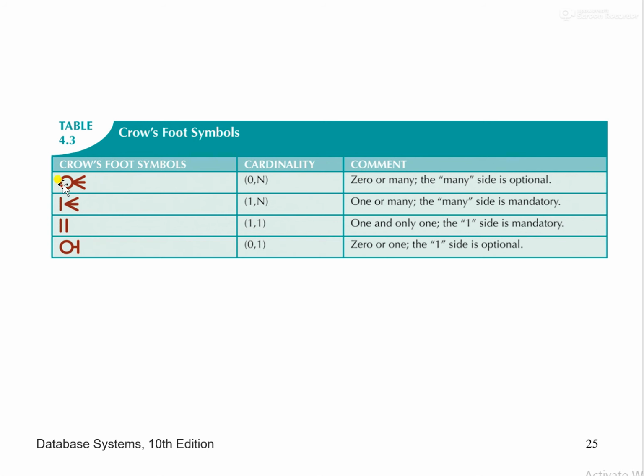But if it is written like here in Crowfoot notation, you put it like 0 here. And if it is 1 and then this, it means 1 to many. And if it is 1, it means it is mandatory. The many side is mandatory. And if it is shown like two double lines, it has a cardinality of 1 to 1 and one side is mandatory. But if it is written this way in Crowfoot notation, the cardinality is 0 to 1, so it shows that one side is optional.